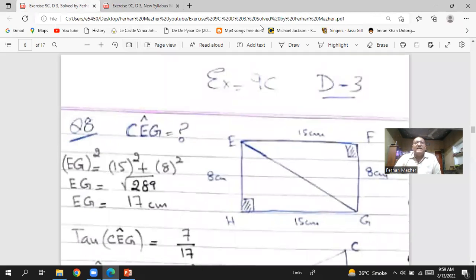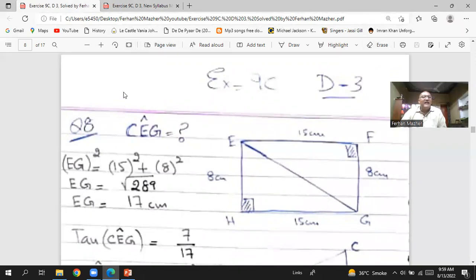So we are basically talking about exercise 9C, and we have question number 8, that is the CEG angle. We want to find out the angle. That's the basic question. The first step, I will take that rectangle, which is the floor, and I will join E and G. I know the sides of that rectangle, and I can apply Pythagoras and find the diagonal EG.